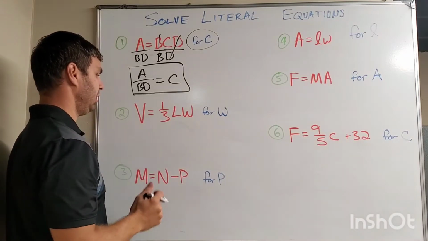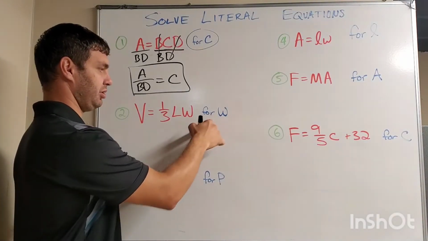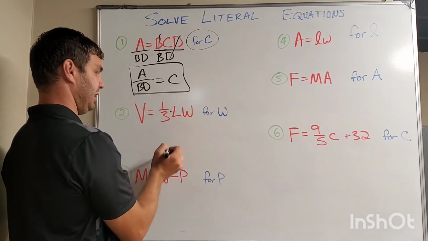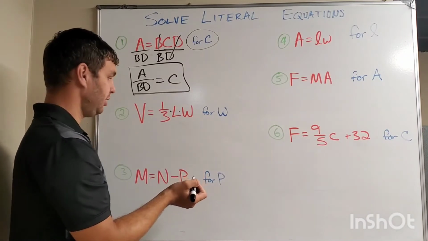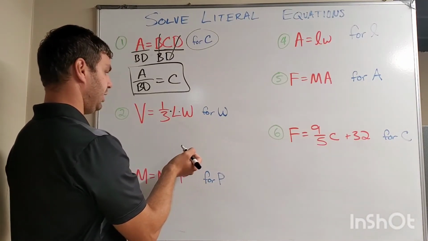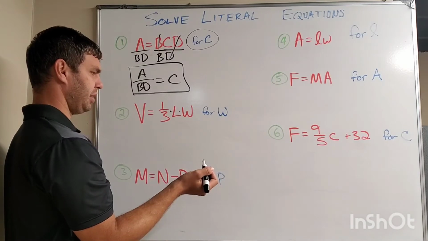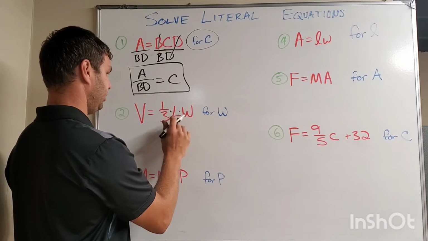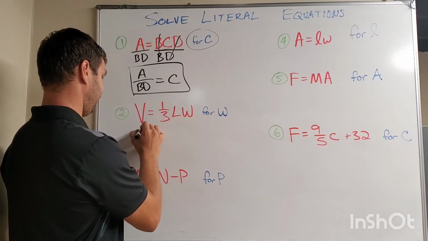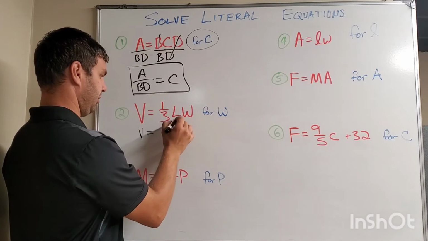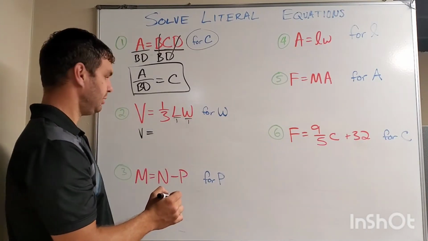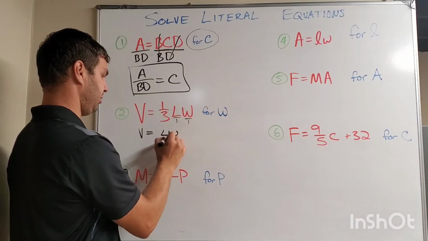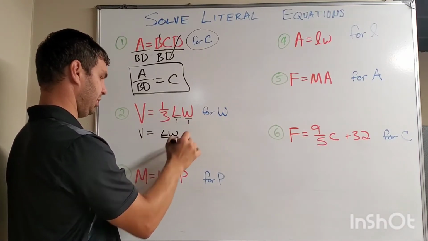All right, number 2. V equals 1/3 LW. We're solving for W here. So this is very similar to the last one. We have 1/3 times L times W. So what I need to do in this problem, you could do it a couple different ways. The way I'm going to do this one is I'm actually going to say that this is V equals, if I put the L and the W over 1, then on the top of this fraction, 1 times L times W is just LW. And on the bottom, 3 times 1 times 1 is 3.